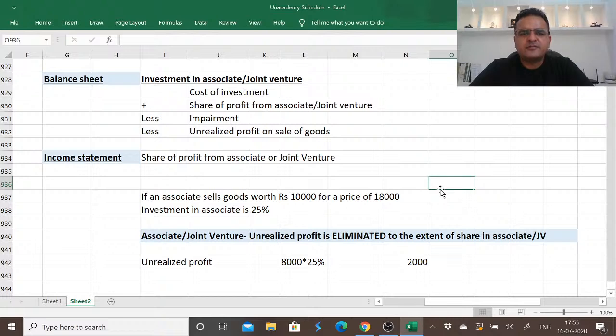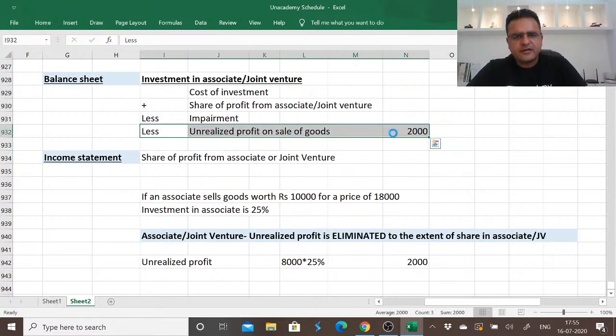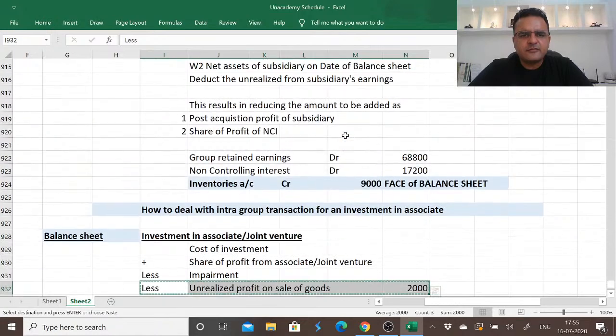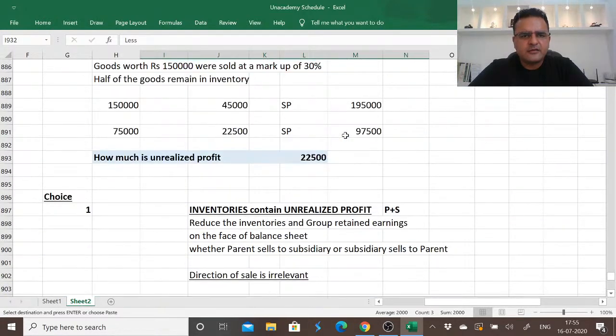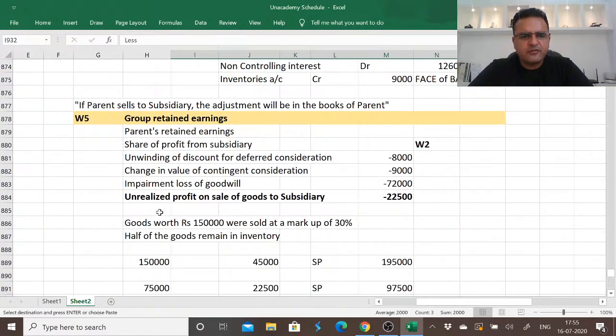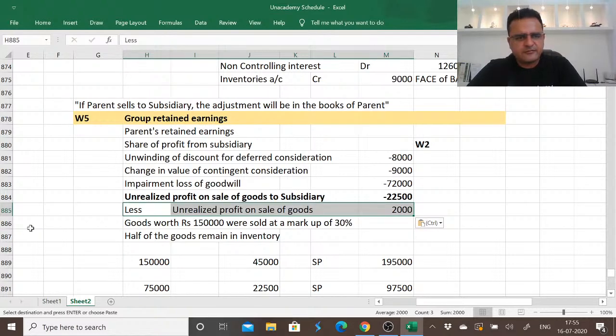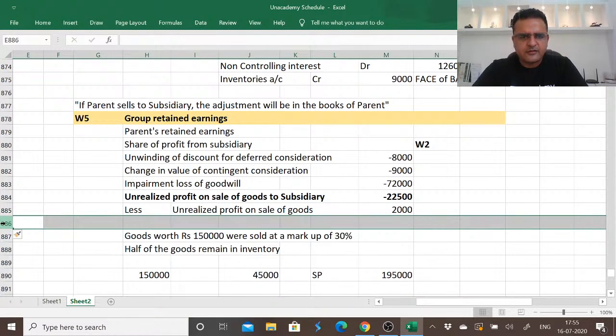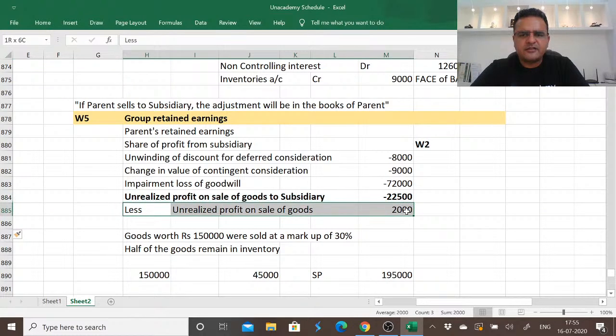So where will we make the adjustments? One adjustment will be here in investment in associate, 2,000, and the second adjustment will be in working note number 5, group retained earnings.